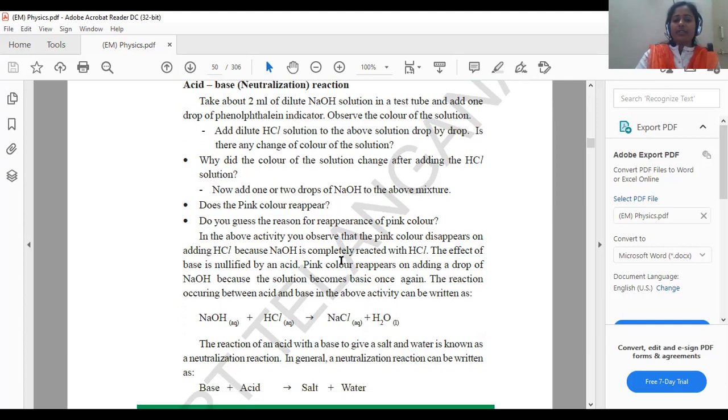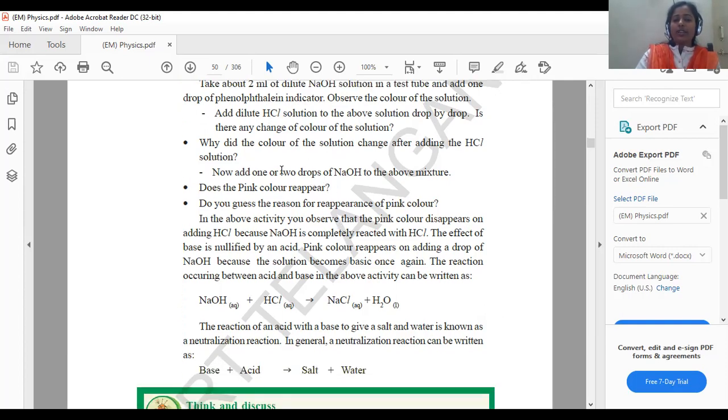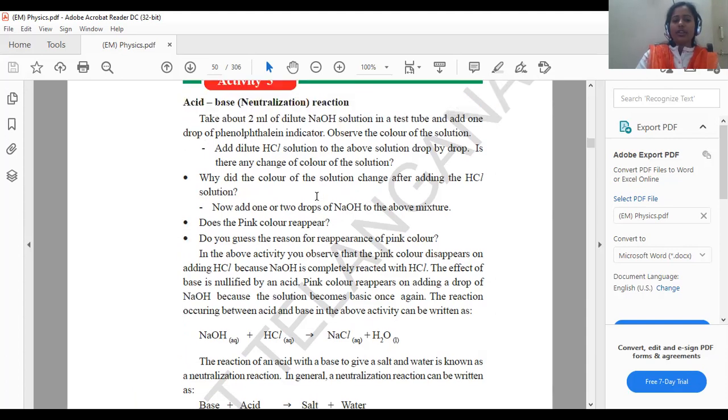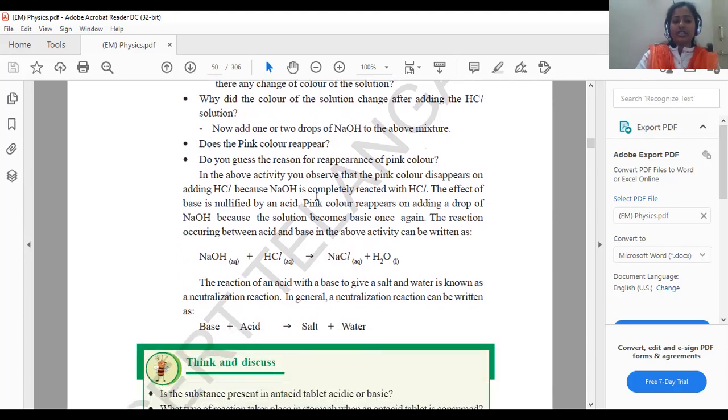Does the pink color reappear? It will reappear when a small quantity of sodium hydroxide is added after neutralization. So when NaOH is added, what happens? Again, the solution becomes basic. So base will appear in that. That's why you can regenerate that pink color. In that way, you can perform this neutralization reaction.